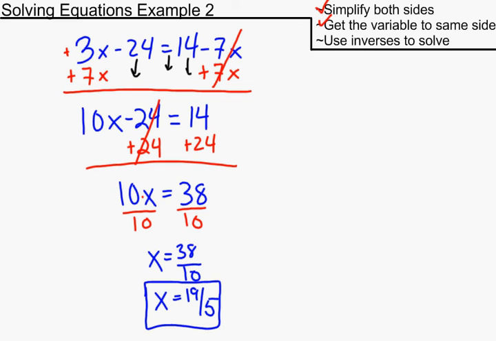I'm not going to go back and show how to check it, but if I were to plug 19/5 in for each of these x values into my original and do all the math, I would get the same number on both sides. So 19/5 is my one and only solution to this equation.